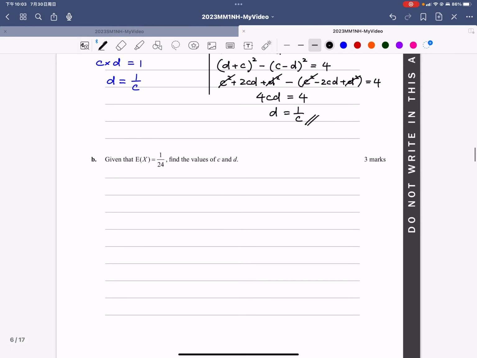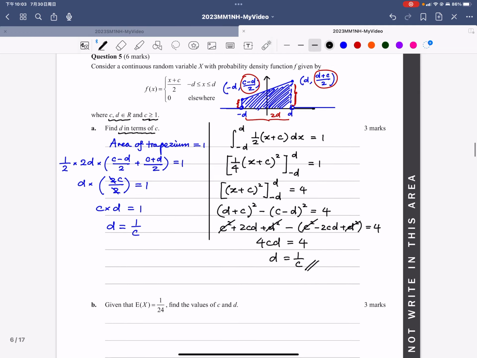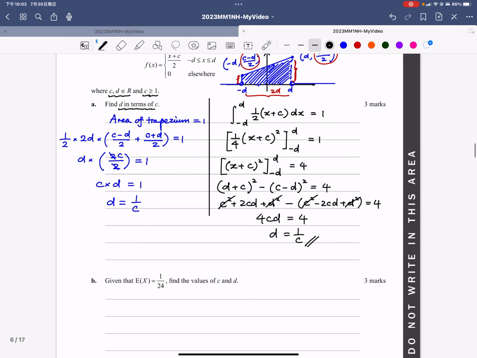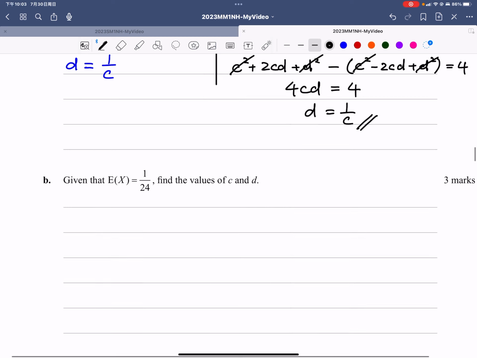Okay. Next, given that E(X), the expected value, is 1 over 24, find the values of c and d. So remember, your c must be greater than or equal to 1, and you have the previous part to work with. Okay, now, I believe, let's try this way.